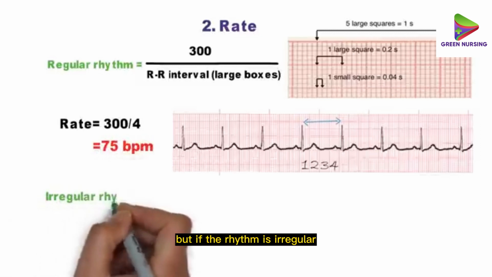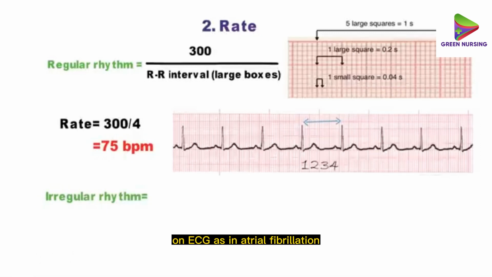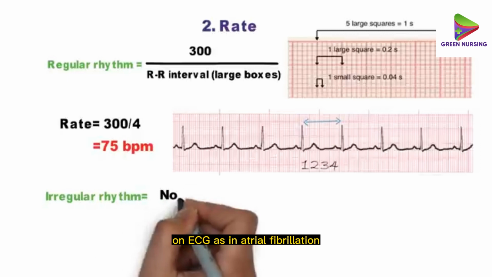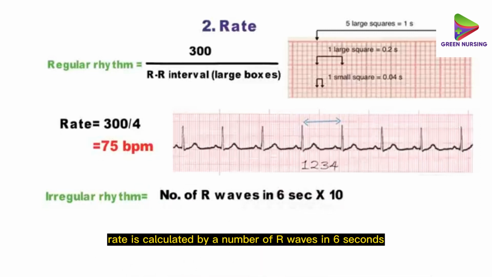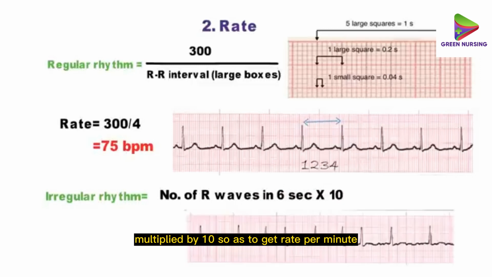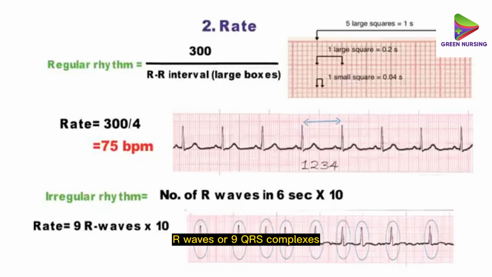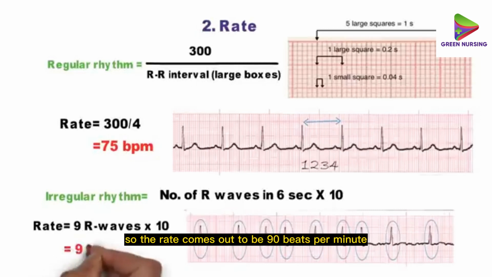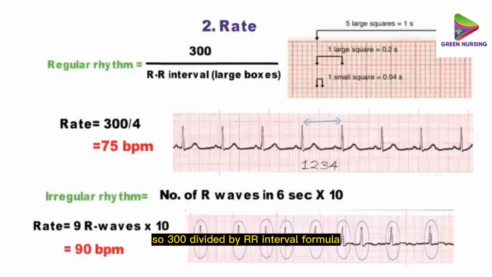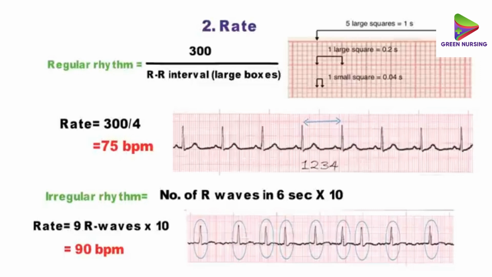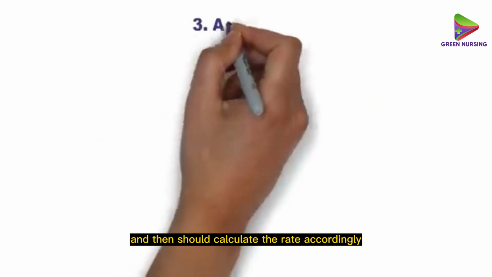But if the rhythm is irregular on ECG, as in atrial fibrillation, rate is calculated by the number of R waves in 6 seconds, multiplied by 10, so as to get rate per minute. So in this ECG strip there are 9 R waves or 9 QRS complexes. So the rate comes out to be 90 beats per minute. So the 300 divided by RR interval formula is valid only if the rhythm is regular. That is why we should first see the rhythm, and then calculate the rate accordingly.